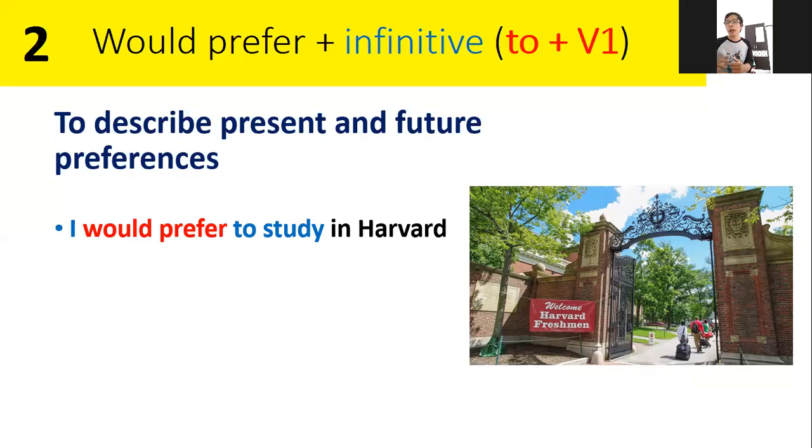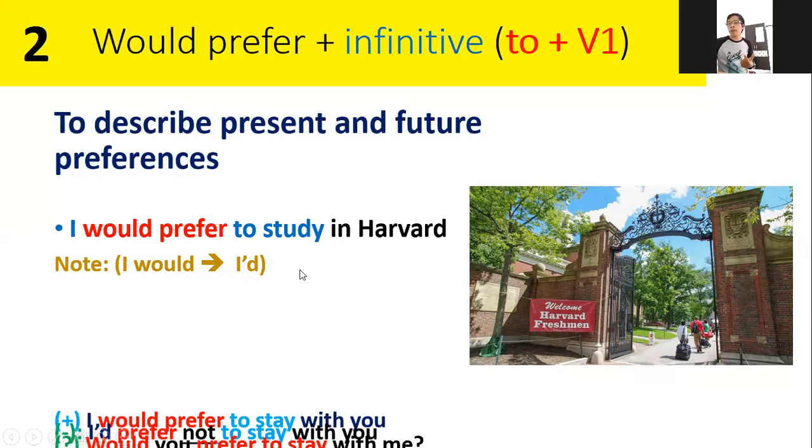So here, I would prefer to study in Harvard. It means your tendency is to choose to study in Harvard. Remember that we can also contract this "I would": in this context it should be "I would", not "I have". So, I'd prefer to study in Harvard.